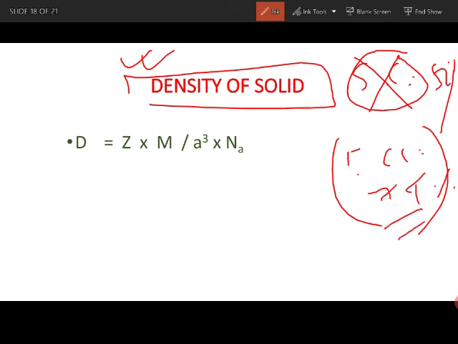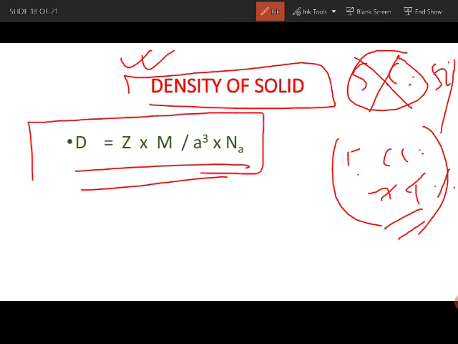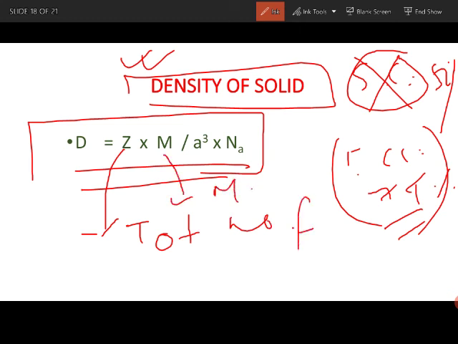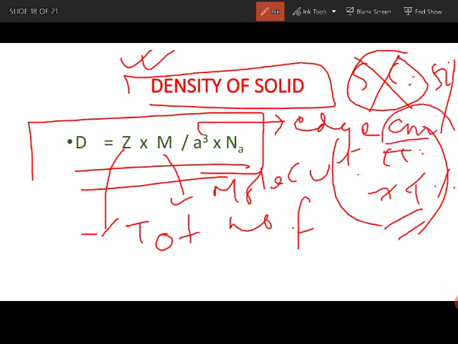So in order to find the density of solid, a very beautiful formula is given to you. You have to remember this formula. Now I'll tell you what is Z. Please note down in your copy. Z is the total number of atoms. What is M? M is the molecular mass. What is A cube? A cube is nothing but the edge length, but in centimeter. Make sure it is in centimeter.